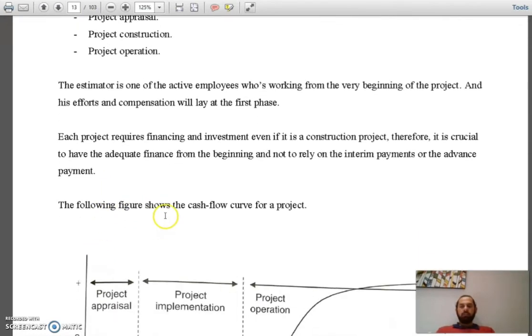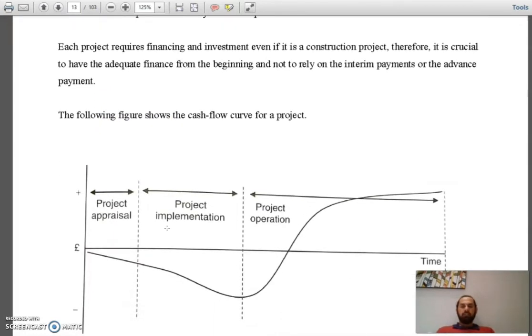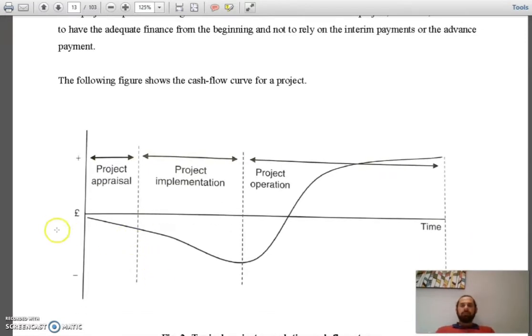The following figure shows the cash flow curve for a project. You can see cash positive and negative: cash burn, which we call negative cash or cash out, and this is cash in or positive cash. These are the stages: project appraisal, stage one; project implementation, meaning construction or execution; and project operation, مرحلة تشغيل المشروع.